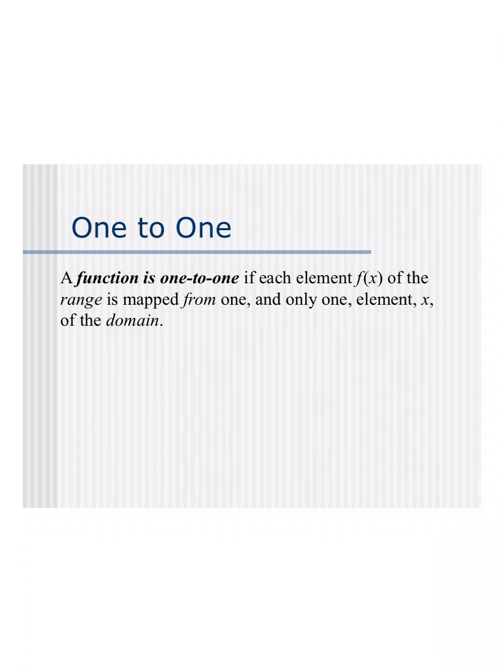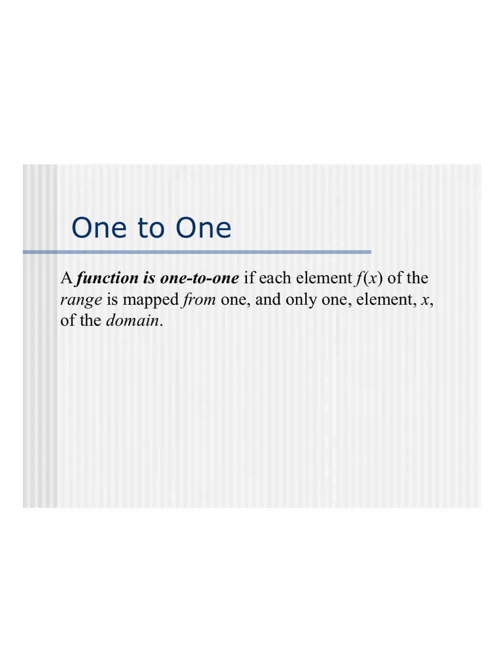1-to-1. A function is 1-to-1 if each element f(x) of the range is mapped from one and only one element x of the domain. All right, now what does that mean? Essentially, this means that every x value in the function corresponds to exactly one y value. And simply put, our function has to pass what we will call a horizontal line test.